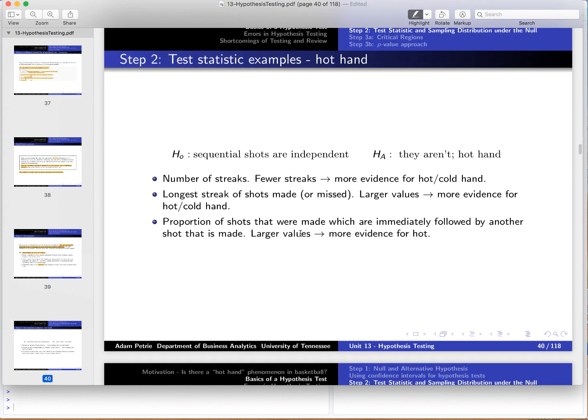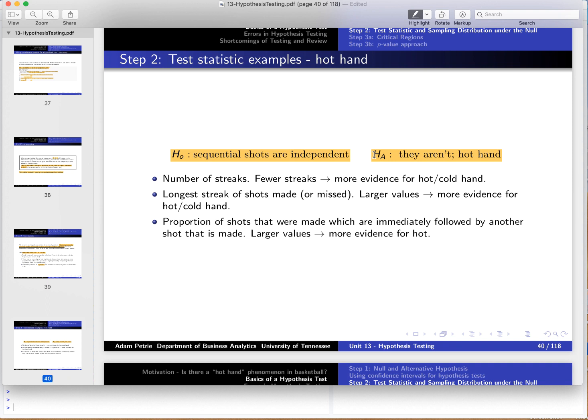So let's take an example, the hot hand, the example where we can't really use a confidence interval necessarily to answer our question. The null hypothesis would be that the sequential shots are independent. Basically, there's no hot hand. The claim that requires extraordinary evidence in this case is that there is some sort of hot hand. So there is some sort of association going on between whether or not someone makes a couple shots and whether or not they make their next shot.